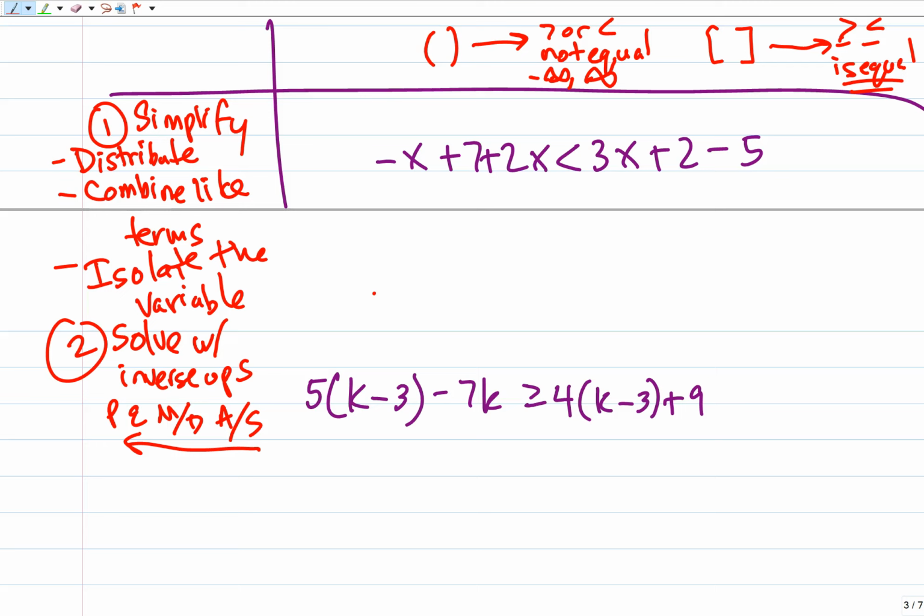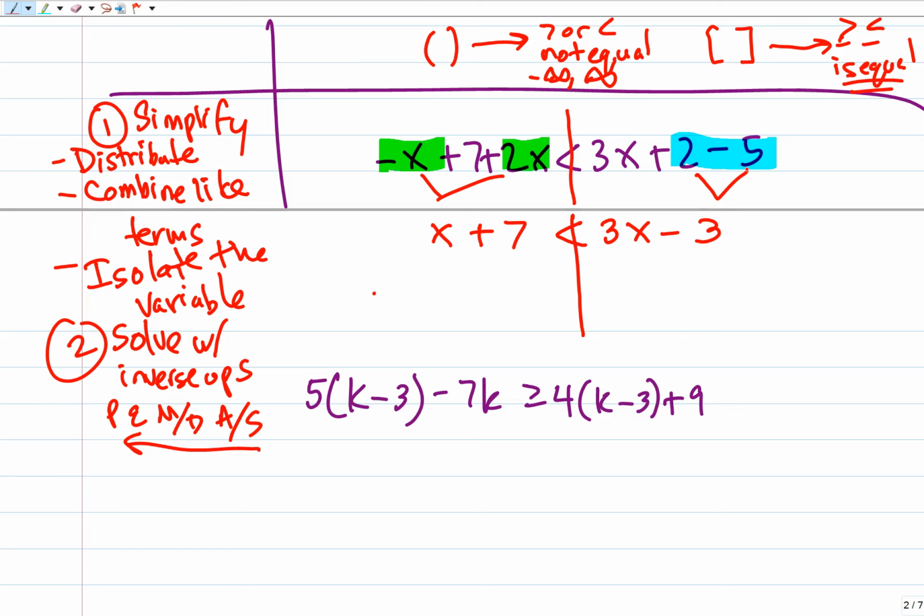So looking at this example, is there any distributing to do? Okay. Is there any combining like terms? Which ones do I combine? I'm not touching this side. That has to be on the same side to combine, right? So what is negative x plus 2x? Less than. On this side, what are my like terms? 2 minus 5. And bring down that 3x.